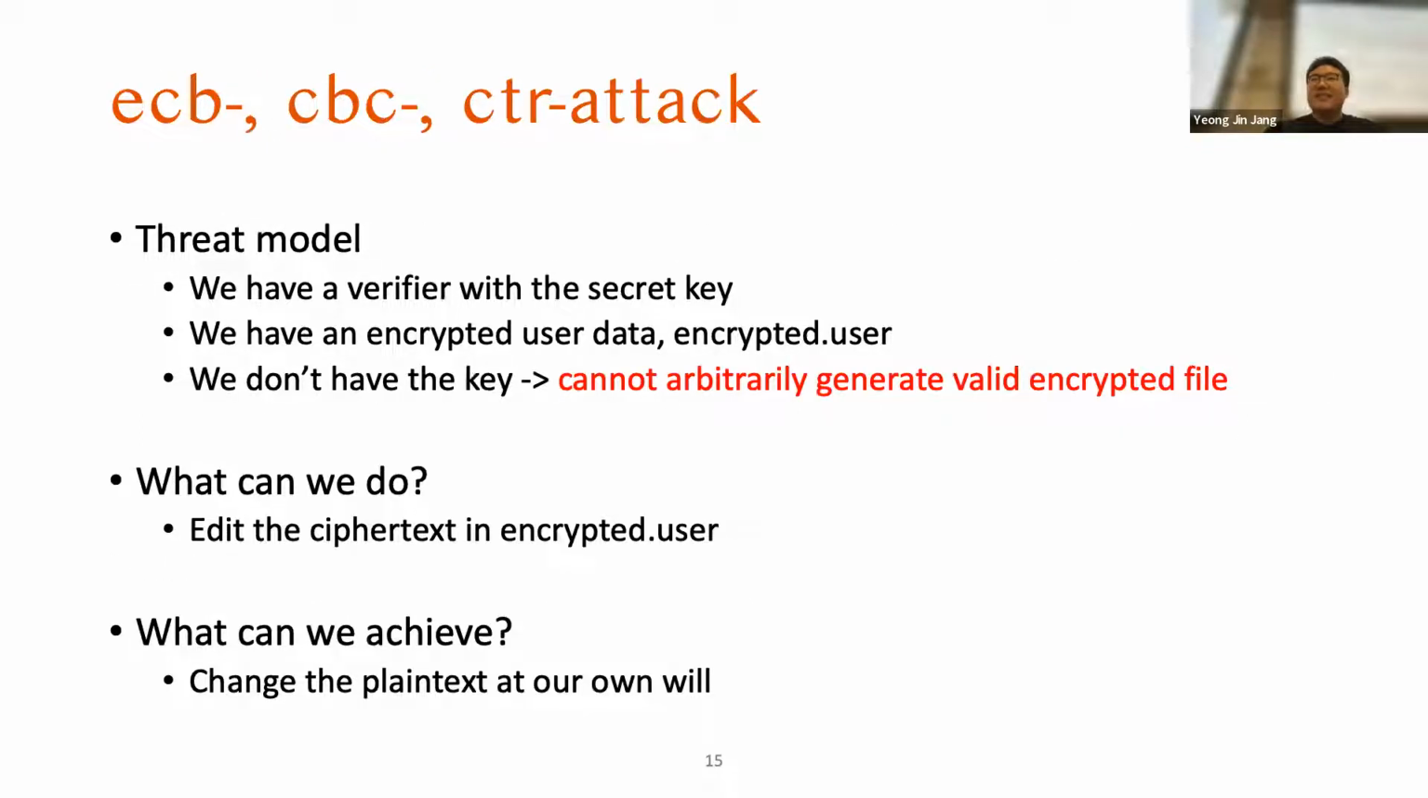And then let's check how we attack the three different cipher modes. Our threat model is that we have a verifier, but the verifier has a secret key. The important thing here is that we don't have the key. We are given the verifier and a correctly encrypted file, the encrypted user. We don't know the key, but at least we can know which part of the ciphertext corresponds to which plain text, because our verifier decrypts and shows the result for us.